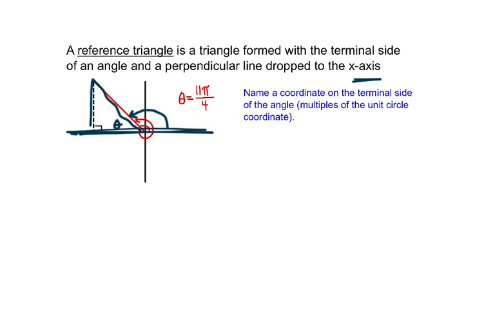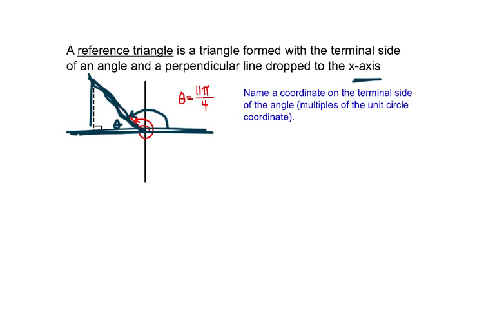This one here is, instead of getting us to find the angle given the 2 points, we're actually going to get the point from what they're giving us. So we're going to name a coordinate on this terminal side. So what points could potentially be on this terminal side?